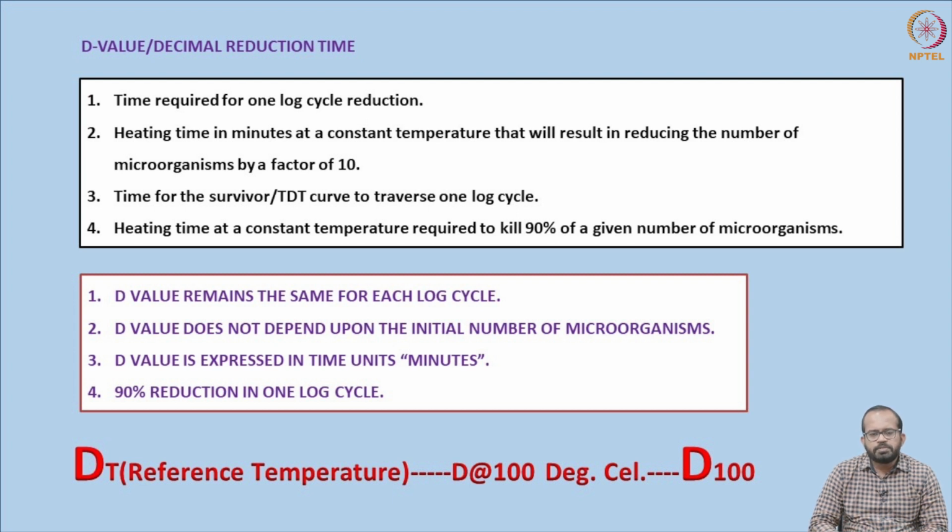So D value is usually written with T as a subscript. T means the reference temperature, which is always written as a subscript representing the D value. For example, D value at 100 degrees Celsius is written as D100, where 100 is written as a subscript.